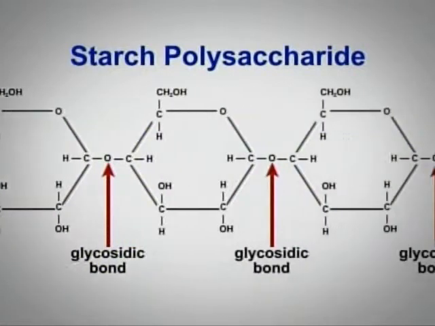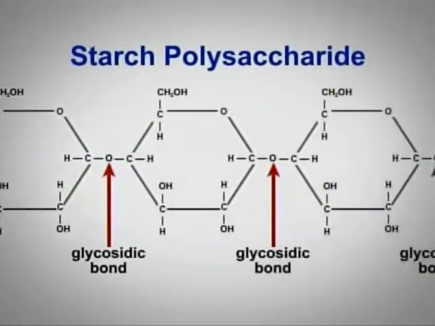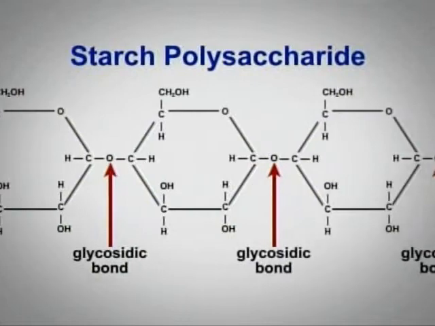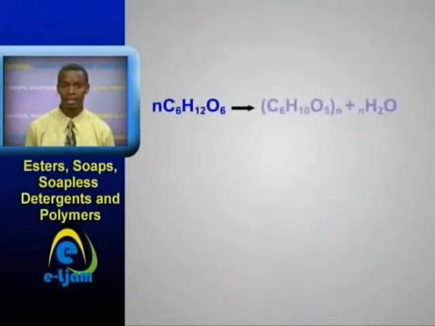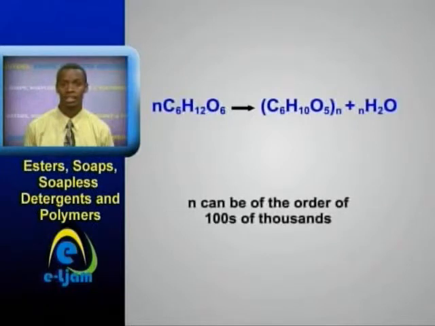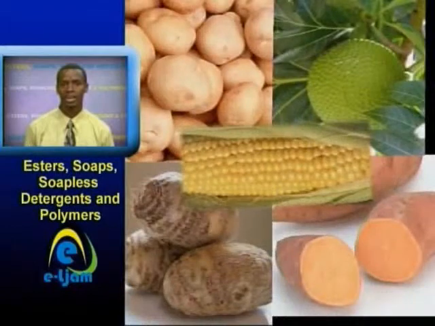A molecule of starch can have hundreds of thousands of glucose residues. The process is summarized by the following equation. NC6H12O6 yields [C6H10O5]N plus NH2O, where N can be of the order of hundreds of thousands. Starch is a storage carbohydrate in plants.